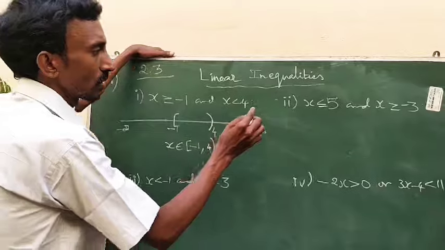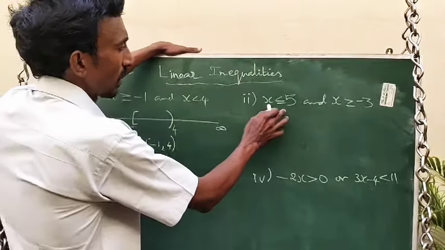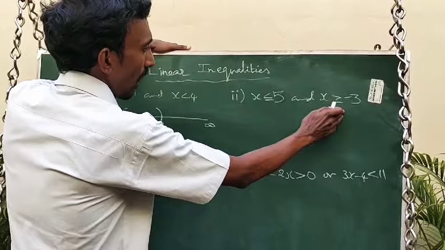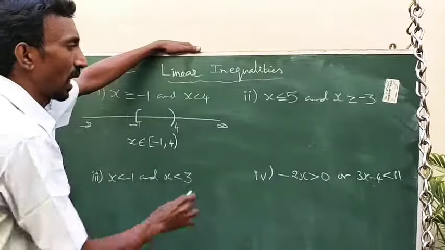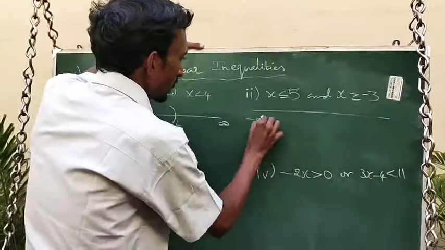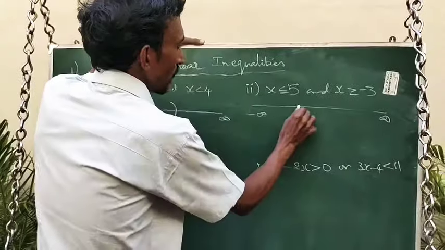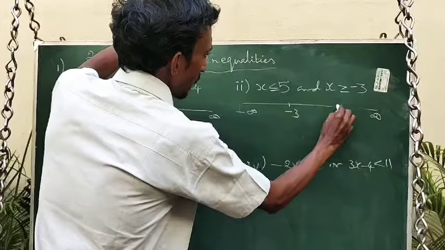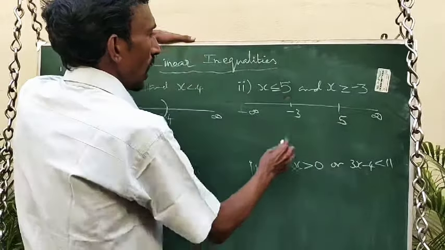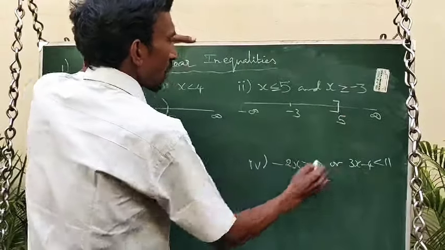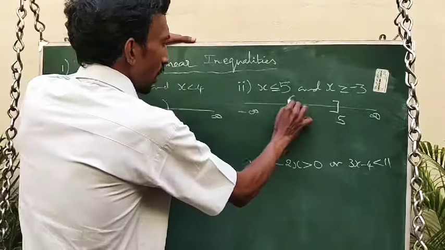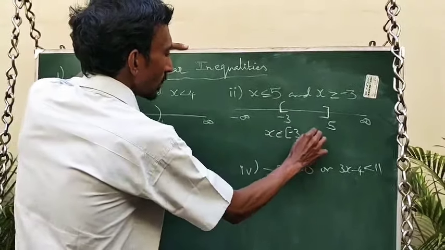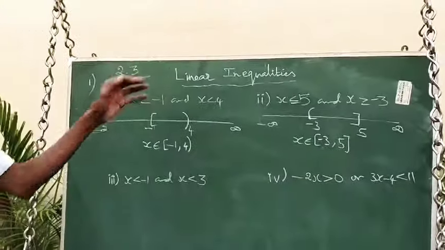Second subdivision: x less than or equal to 5 and x greater than or equal to minus 3. Again look at this real line, minus infinity to plus infinity. Minus 3 is here and 5 is here. Less than or equal to 5, so 5 is also included, greater than or equal to minus 3. So x belongs to closed minus 3, comma, 5.